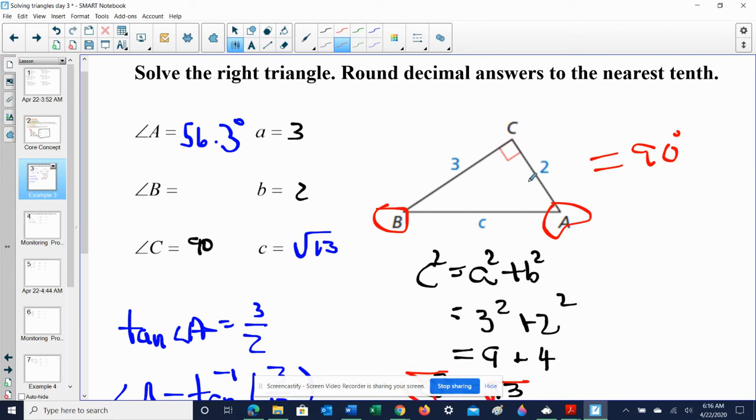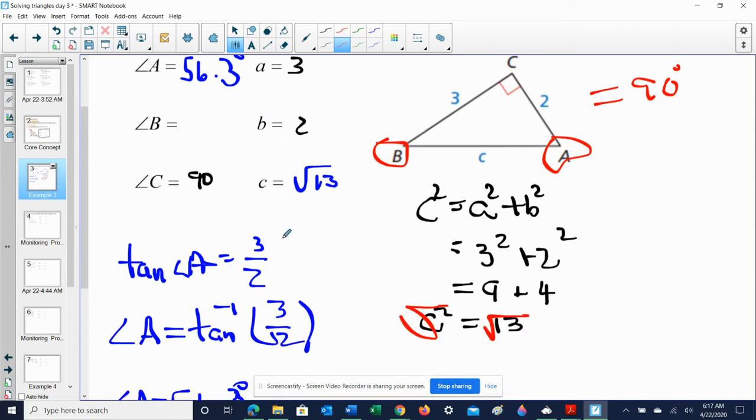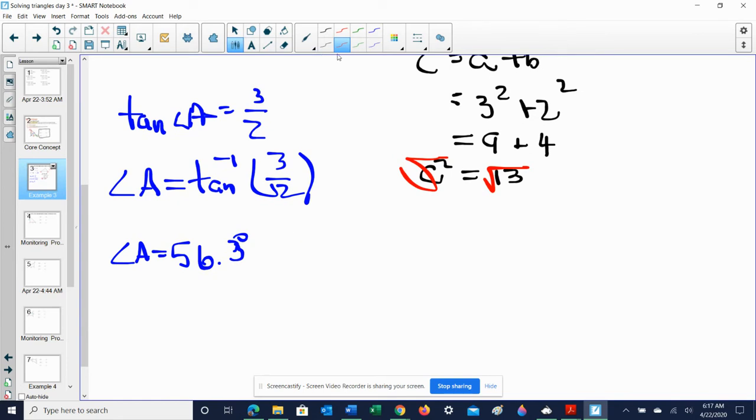Why? Because a triangle adds up to be 180. But if I know this is already 90, that leaves 90 for these two. So to get angle B, I'm going to subtract 56.3 from 90. Angle B is equal to 90 minus 56.3. Put that in our calculator.